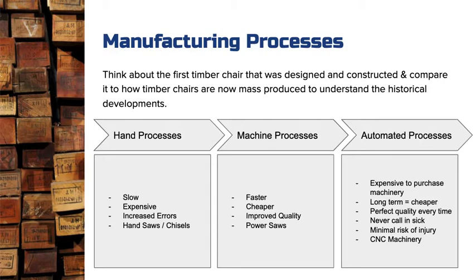Now, if I think about some of the different processes that we go through when we're creating products, we can break them down into these hand processes, machine processes, and automated processes. Sometimes we don't yet have automated processes. Sometimes that's still not developed. Sometimes we've been using automated processes for years.